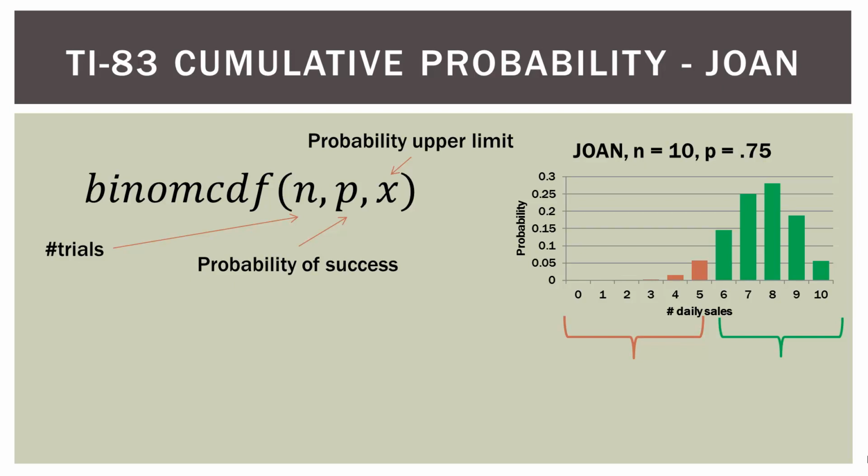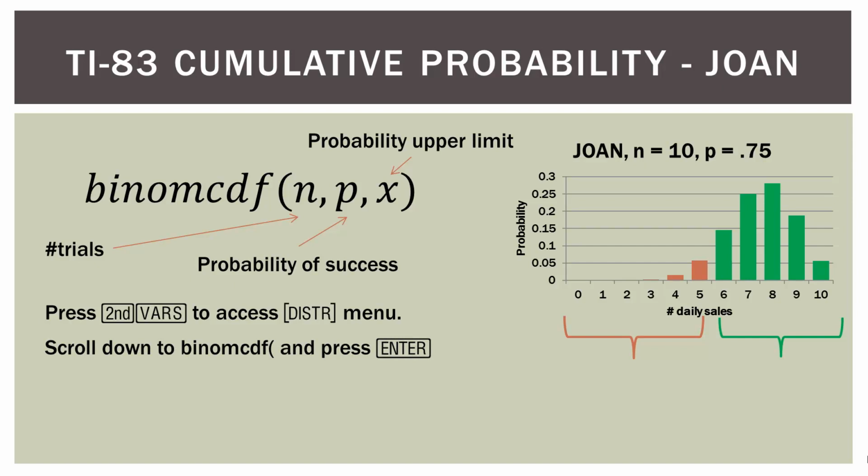So how do we get to this function in the calculator? First thing we do is we press the second button and then press vars, and that will get us to the distribution menu. Now once you're in the distribution menu, we can scroll down to the function we're interested in. So the binomcdf, and press enter to select that.